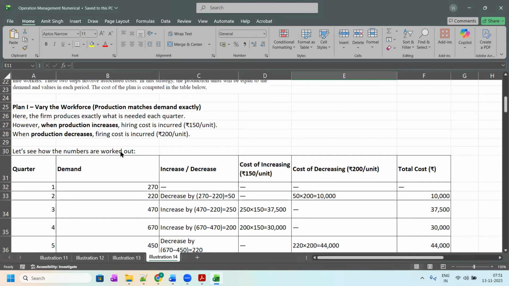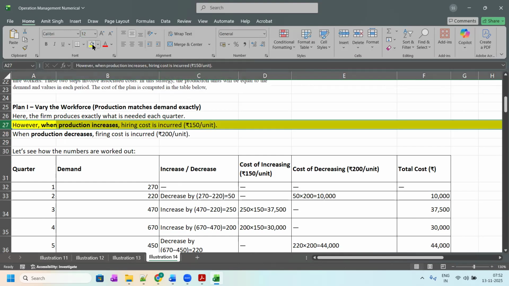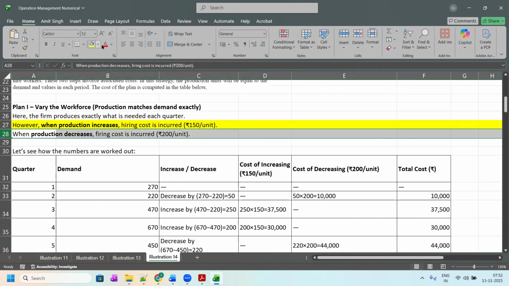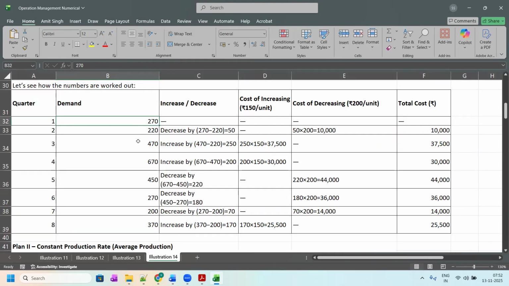So under the first plan, the company will produce exactly what is needed. But if the production increases, then the cost involved would be 150 rupees per unit. While if the production decreases, then the cost involved would be 200 rupees per unit. And this is the demand given for 8 quarters. Correct, na?